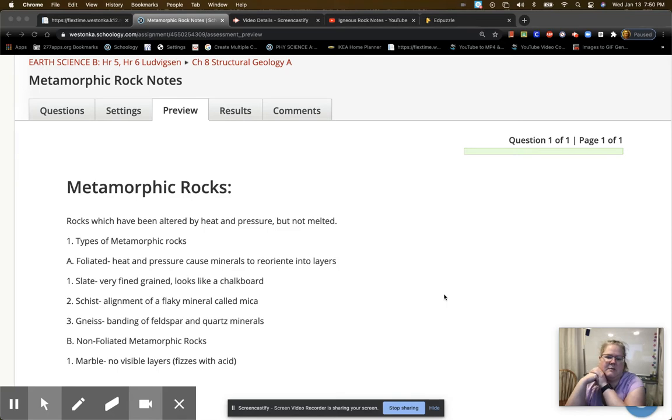Schist is an alignment of flaky mineral called mica. Gneiss is bands of feldspar and quartz minerals. And a lot of people have granite in their kitchens. What they don't know is sometimes what they think is granite is actually a gneiss.